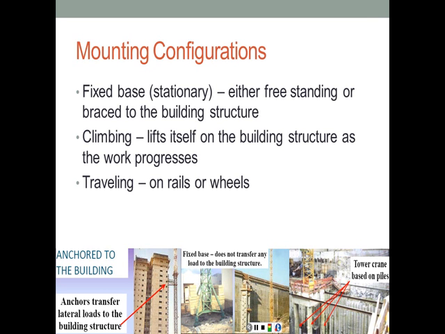Tower cranes are relatively flexible. They can have different mounting configurations, which can vary between fixed base or a stationary base, either freestanding or braced to the building structure, because the taller the crane, the higher the wind load is going to be on it, and it might cause some instability. So we're going to have some anchors that transfer lateral loads, especially wind loads, to the building structure itself. So that's better bracing of the crane to the building. You might have more than one of these bracings depending on the height of the crane.